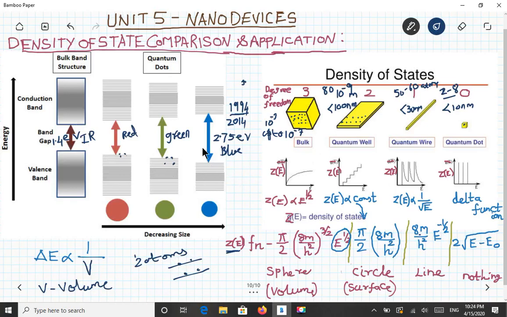To summarize all those points, when you reduce the material size, you get a discrete energy level like a quantum dot, and you increase the band gap to achieve different things. Like you can now achieve a blue laser and blue LED, and even ultraviolet and violet can be achieved with this quantum dot. So this is all about the theoretical part of the quantum dot.